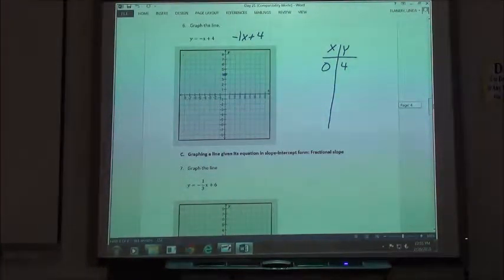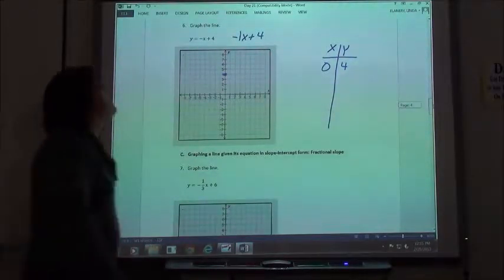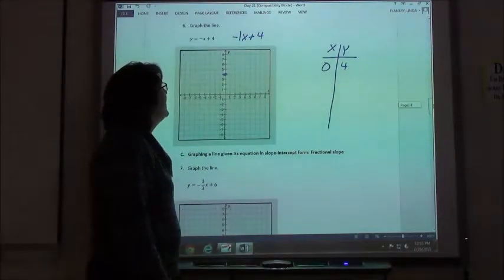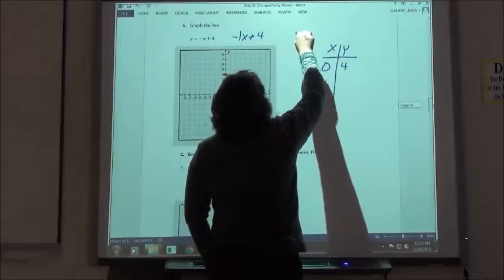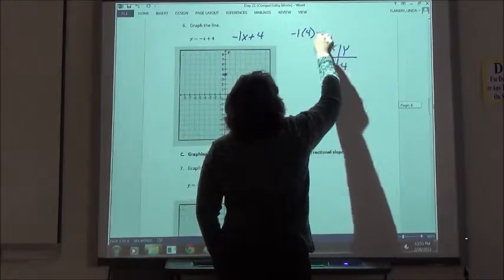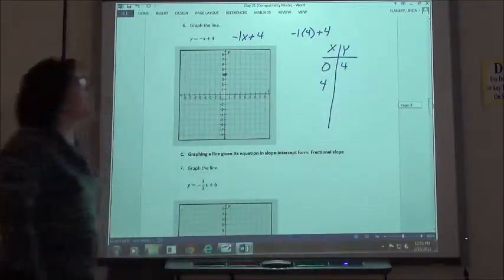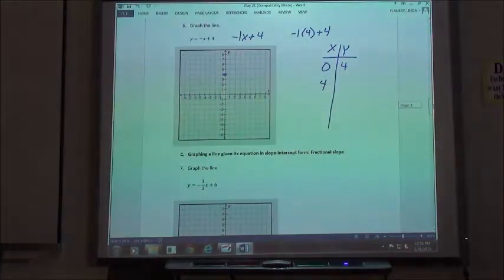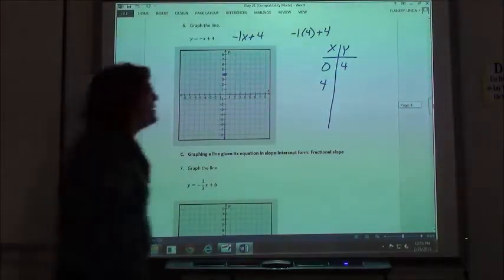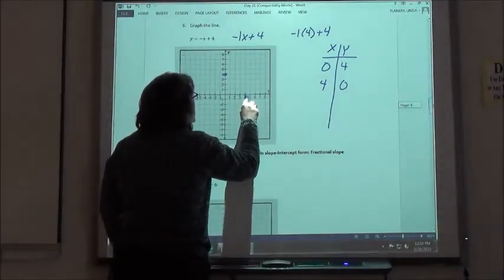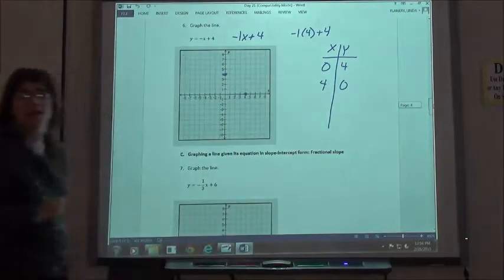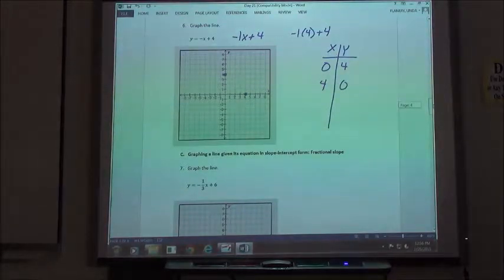Picking a couple other numbers. What should we put in for x? 4. Okay, if I put 4 in for x, I'm going to have -1 times 4 plus 4, which would give me an answer of 0. Right? -4 plus 4 is 0. So over 4 up 0 happens to be our x-intercept, which we don't have a special rule for other than that you get a 0 for y.